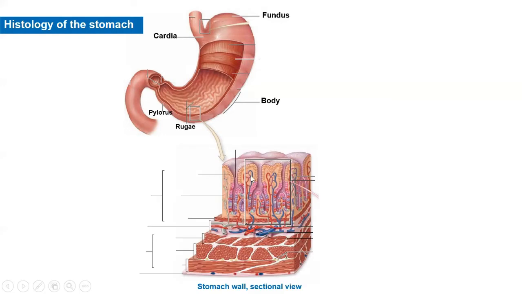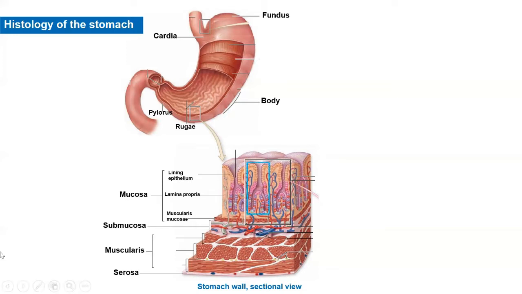The stomach wall contains 4 major layers. From inside to outside there are the mucosa, then the submucosa, then the muscularis layer, and the outermost layer is the serous layer. The mucosa also contains 3 layers: one is the lining epithelium, then the lamina propria, then the muscularis mucosa.